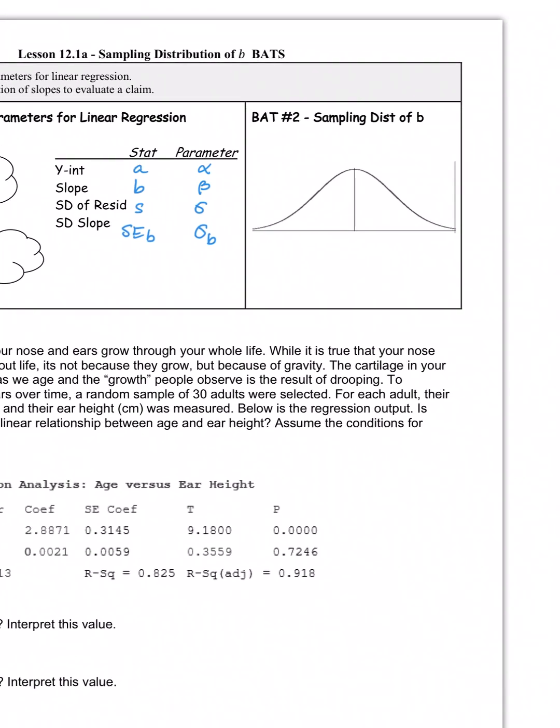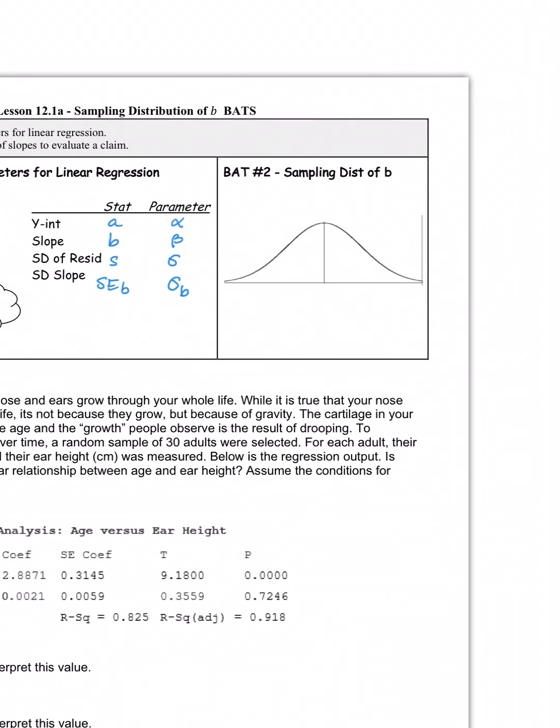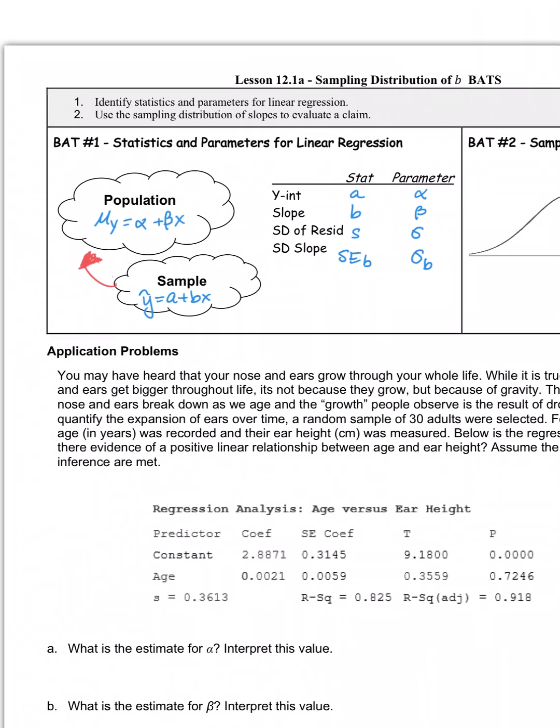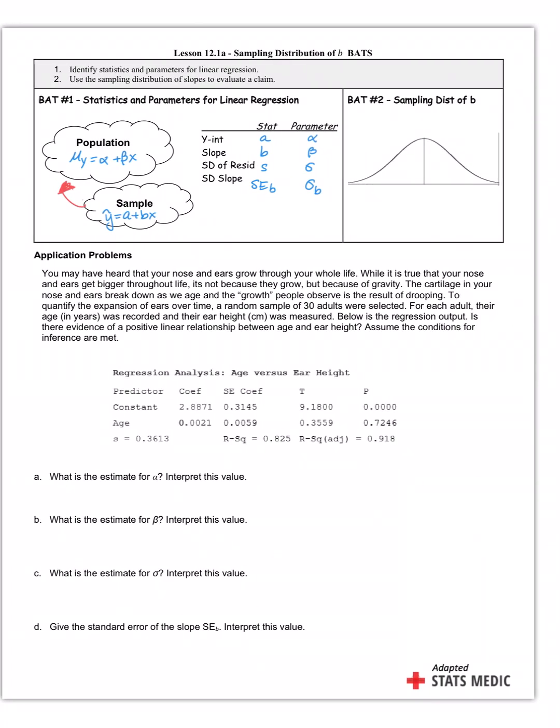Now, sampling distribution of b. Well, slopes are going to follow a normal distribution. That's all we're going after there. Okay? So let's not worry about that section. Now let's look at this problem.